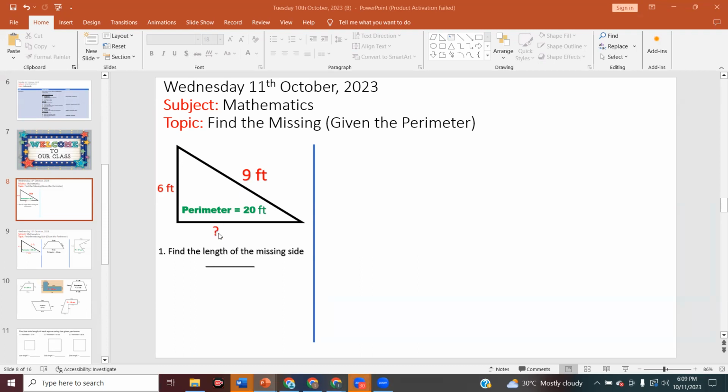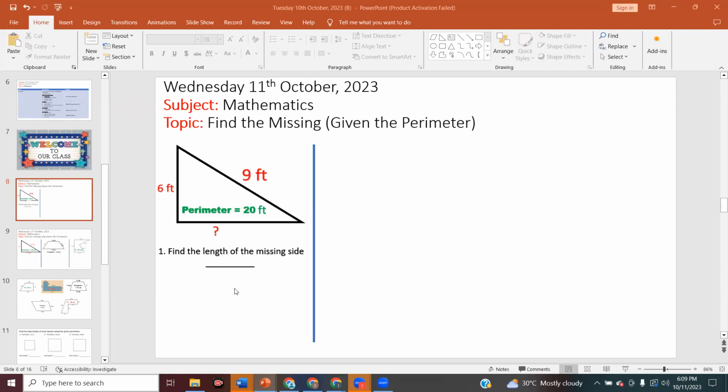Okay, so let's look at what the chat says. I see 5, 5, 5, 5 feet, 12 feet, 5 feet, 6 feet. Interesting. So most answers are 5 feet. Some people say 6 feet, some people say 12 feet. Natalia, can you explain how you got 6 feet for me, please?